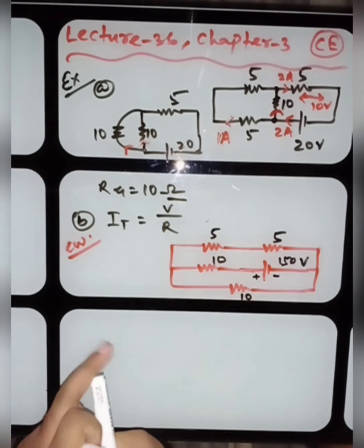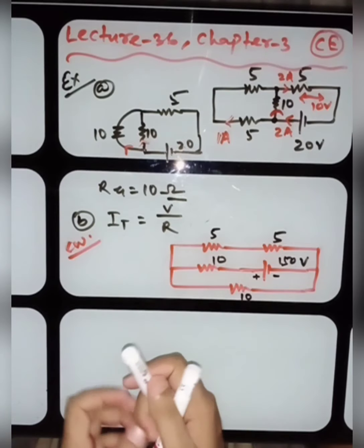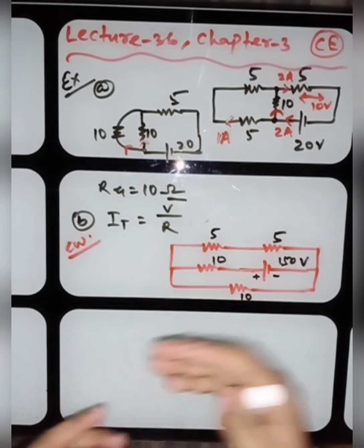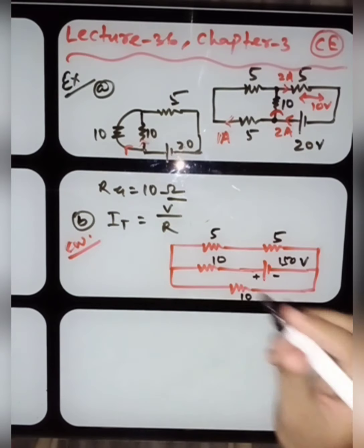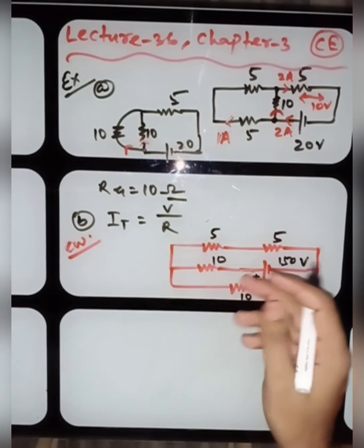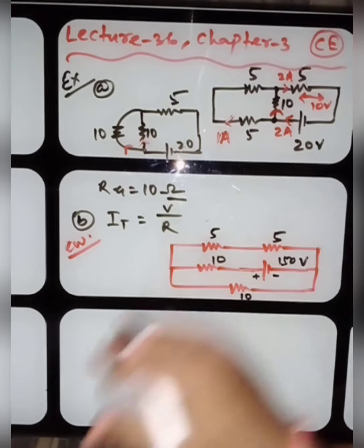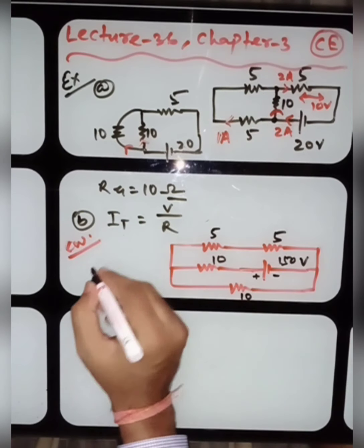Now, student, you have to find the equivalent resistance first, then the current across each resistor, the total current of the circuit, and the voltage across each resistor. Now pause your video and try to solve. Now, my dear student, I am solving.